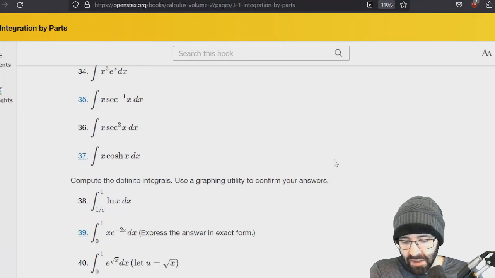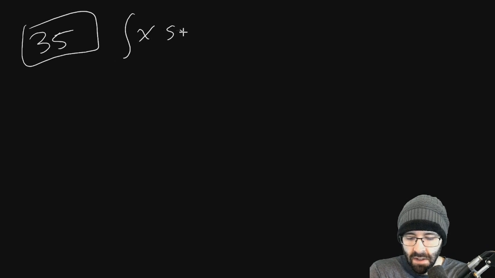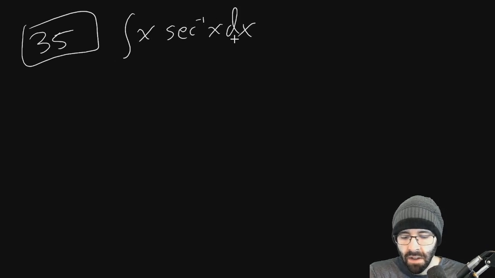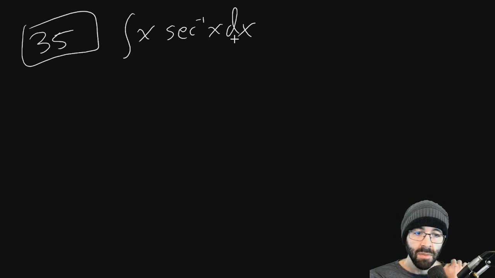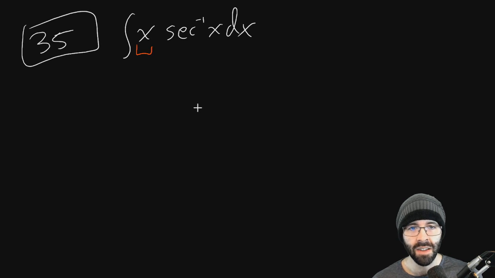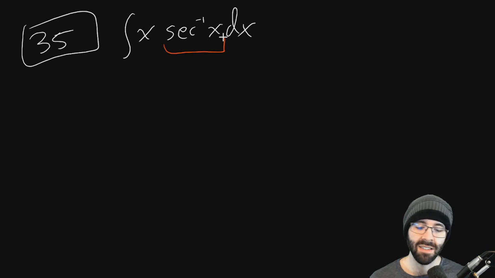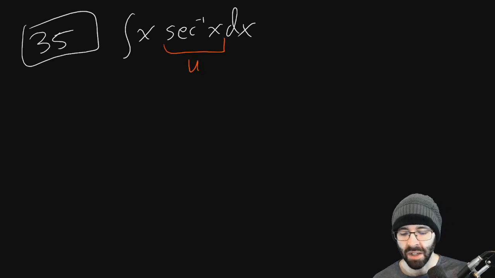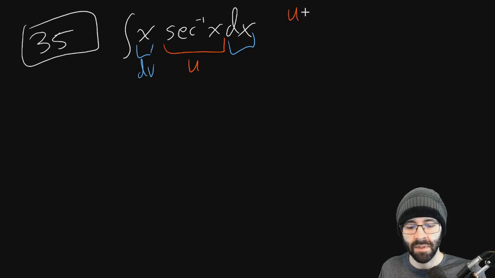Number 35, same idea, x inverse secant of x. Maybe we use u substitution, maybe we use integration by parts, maybe we use something else. It doesn't tell us. We need a u, we need a dv if we're using integration by parts. Integration by parts looks pretty good because there's two things. Normally this is easy to differentiate, and normally this is what we want. However, we don't want to integrate this. We'll let this be our u, and this be our dv, and go from there.